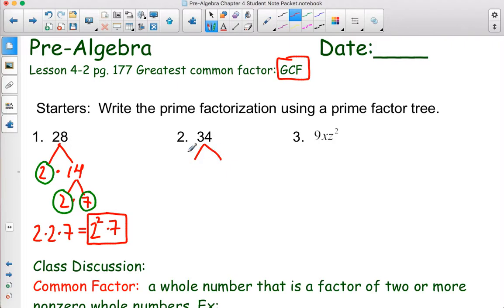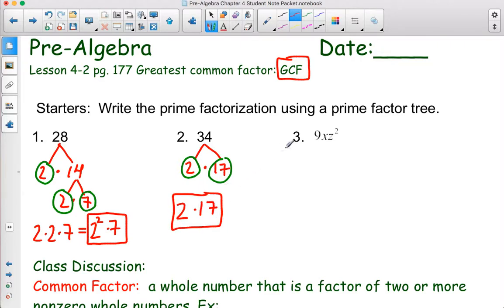34, it's even, so let's do 2. It's 2 times 17. 2 can't break down anymore, and actually 17 can't either, it's prime. So 2 times 17 is the prime factorization of 34. So I just write 2 times 17.